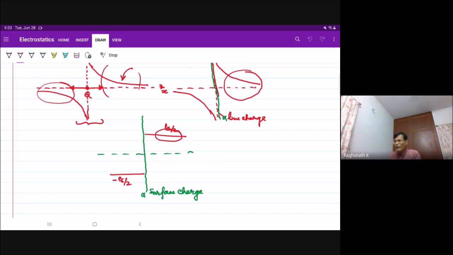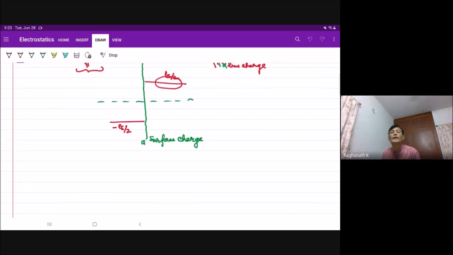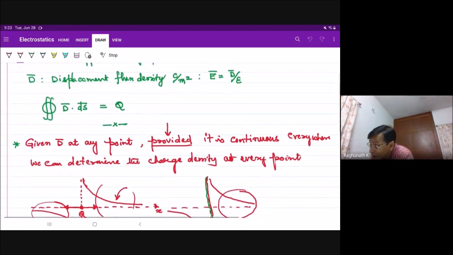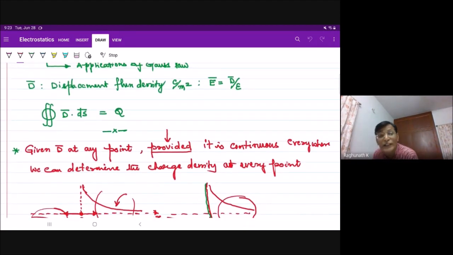How did we determine the volume charge density? Volume charge density can be determined if it is uniformly distributed. Carefully see the statement. Given D bar at any point, provided it is continuous everywhere, we can determine the charge density at every point. Now, how to modify this?